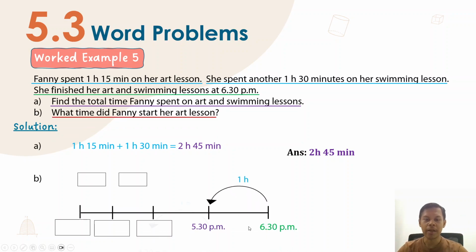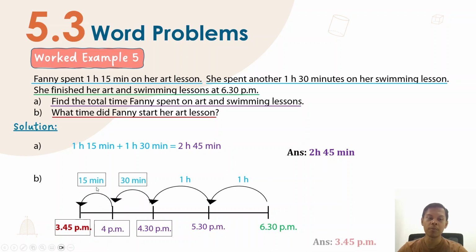Draw the timeline. 6:30 minus 1 hour, which is 5:30, minus another hour, which is 4:30, and then we still have the 45 minutes here. So we need to minus another 30 first, then only we minus the remaining 15. The answer that you should get is 3:45 p.m. This is the starting point where she started her art lesson.